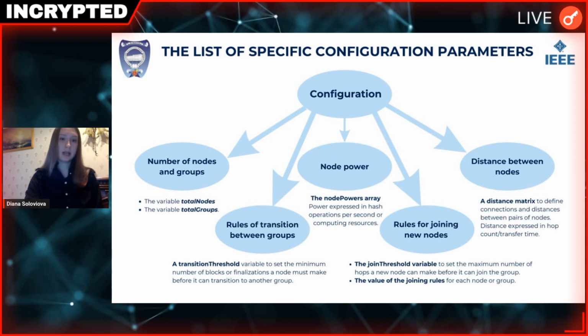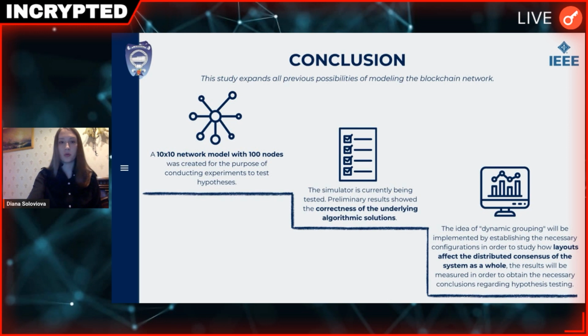Then we have to set, of course, rules of transition between groups. Basically, we have to set a variable for the minimum number of blocks of finalization the node must make before it can transfer to another group. And we also have to set rules for joining new nodes. Basically, a variable to set the maximum number of hops a new node can make before it can join the group, and the value of joining rules for each node or group.